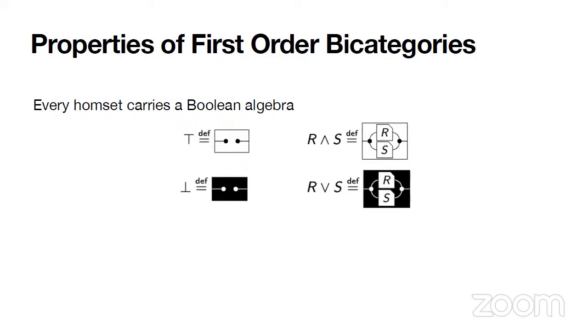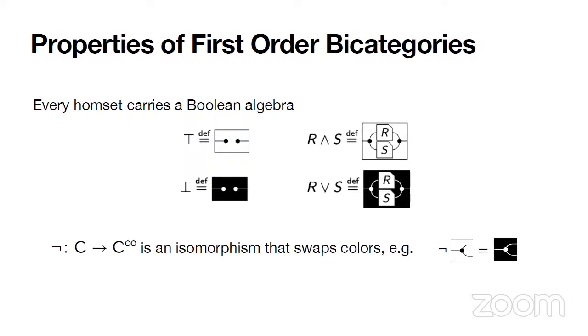Some interesting properties that come in handy in proofs is that every homset of a first-order bicategory carries a Boolean algebra. You can define the usual constants and operations, so top and bottom, meet and join. You may see already some kind of De Morgan duality, so either the negation of the other, also here. Negation diagrammatically basically swaps color. So if you have a diagram, you take a picture, you do the photographic negative, and you have this sketch.